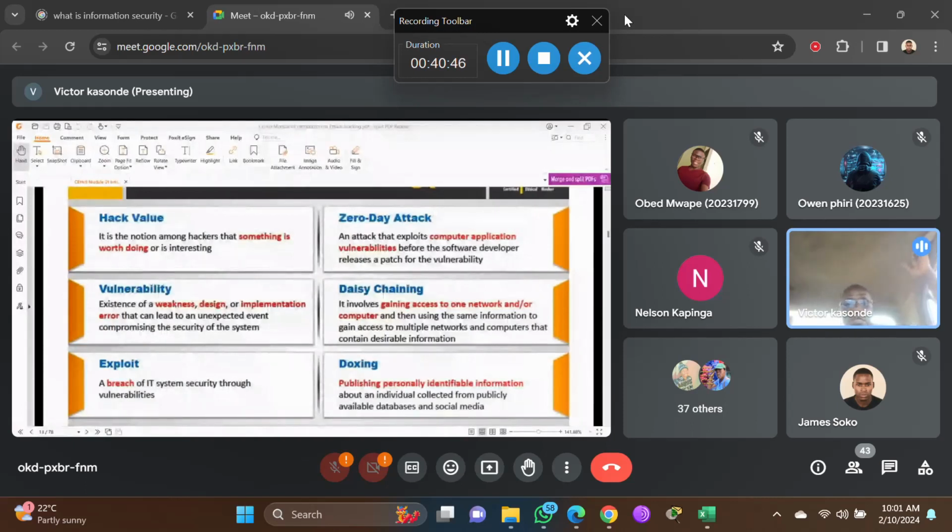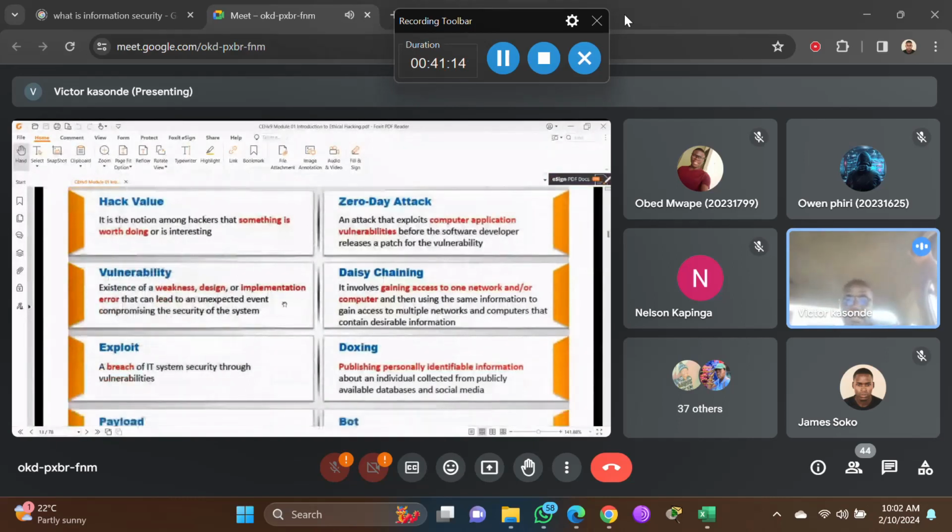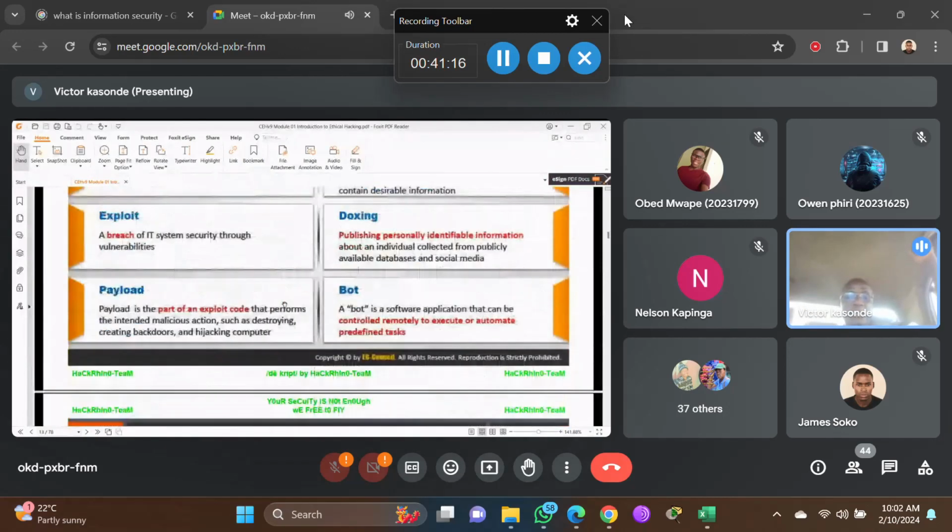Okay, let us move to doxing. What is doxing? Doxing is publishing personal identity information about an individual, collected from publicly available data and social media. That is what we call doxing. That is simple and straightforward. Any queries? Let us go to payload.